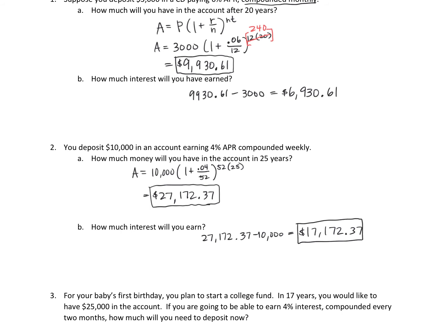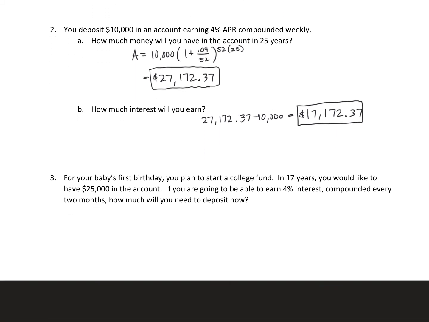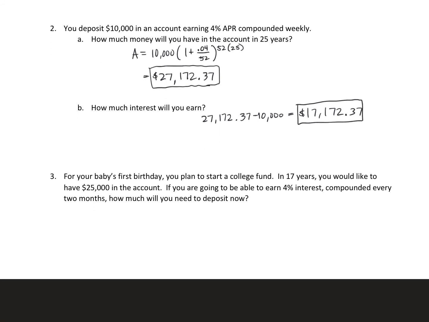Okay, so let's look at number 3. For your baby's first birthday, you plan to start a college fund. In 17 years, you would like to have $25,000 in the account. So notice that that's the amount at the end of the time period. You're going to be able to earn 4% interest compounded every 2 months. How much will you need to deposit now? So what I'm trying to find here is the principal. So I can use my formula and plug in everything I know and leave the P and then figure out what I need to do from there.